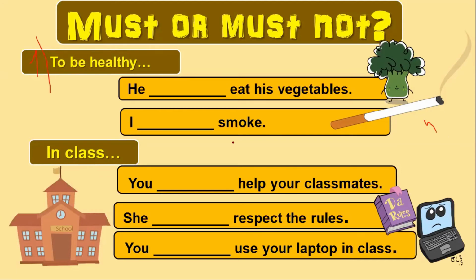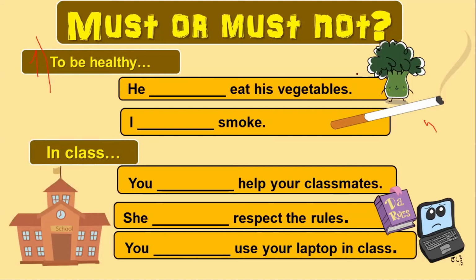That is smoke. Ahora, pensemos que estamos en clase por un momento. ¿Qué acciones debemos y qué acciones están prohibidas, por así decirlo? Let's see. In class, help your classmate. Help, ayudar a tus compañeros. Must or must not. Number two, she, respect the rules. And number three, you, use your laptop in class. En una clase normal, no una clase de laboratorio. So you have to tell me if it is must or must not.